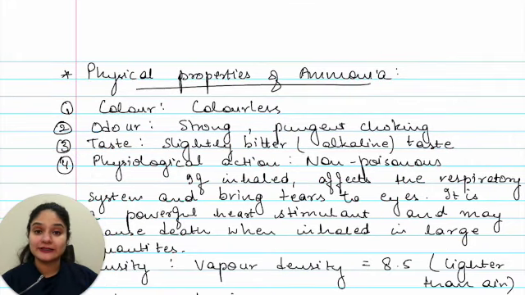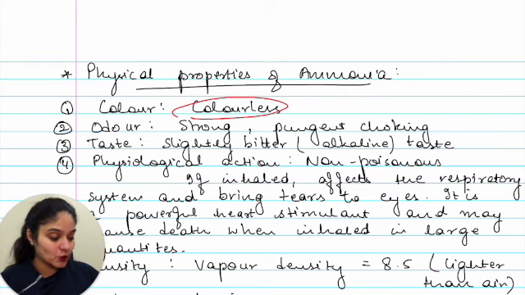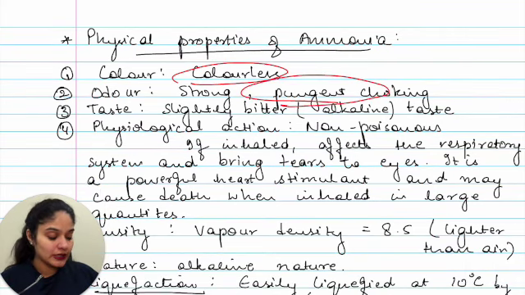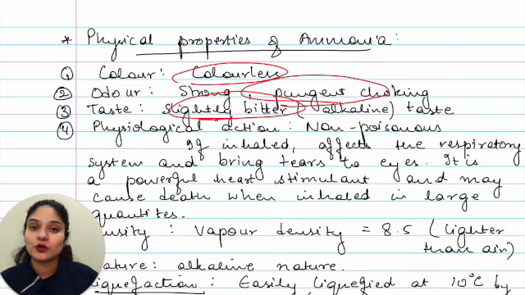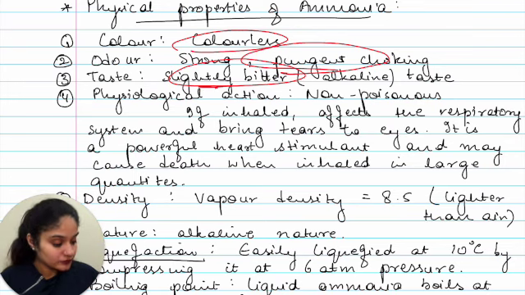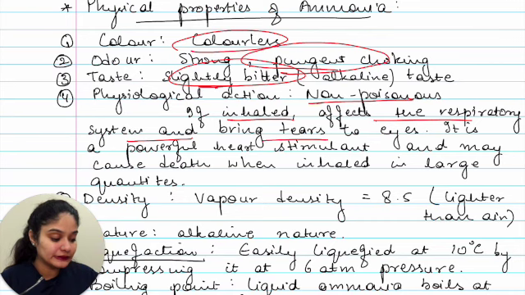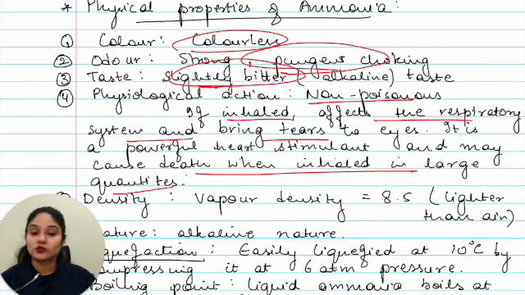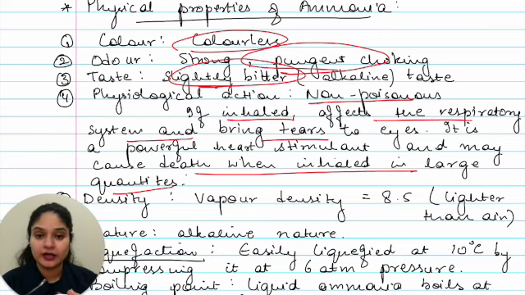Now, physical properties of ammonia. Ammonia is colorless, and the odor is pungent and choking. Taste is slightly bitter. Why bitter? Because of course it is alkaline in nature, so bitter in taste. Now, it is non-poisonous. If inhaled, it affects the respiratory system and brings tears to the eyes. It is a powerful heart stimulant and may cause death when inhaled in large quantities. So it is not poisonous, but if inhaled in large quantity it can stimulate the heart, affect our heart functioning and can cause death in that situation.